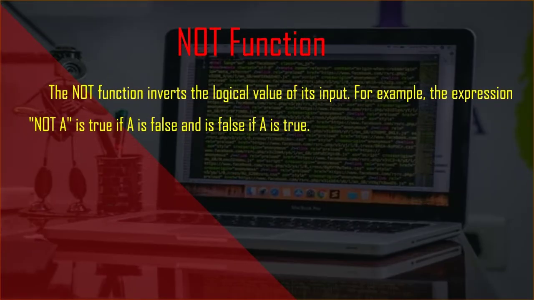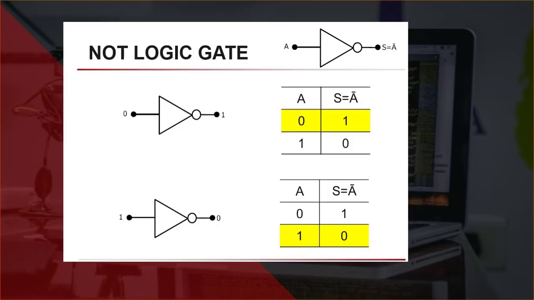The NOT function inverts the logical value of its input. For example, the expression not A is true if A is false and is false if A is true. See the NOT logic gate and the truth table. Note that if input A equals 0, its output equals 1. If input A equals 1, its output equals 0.